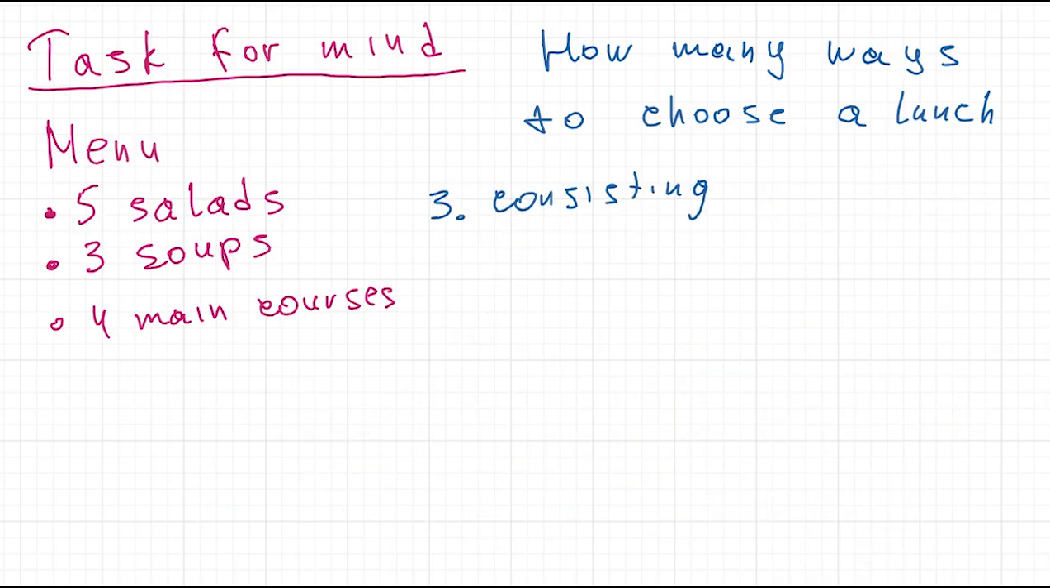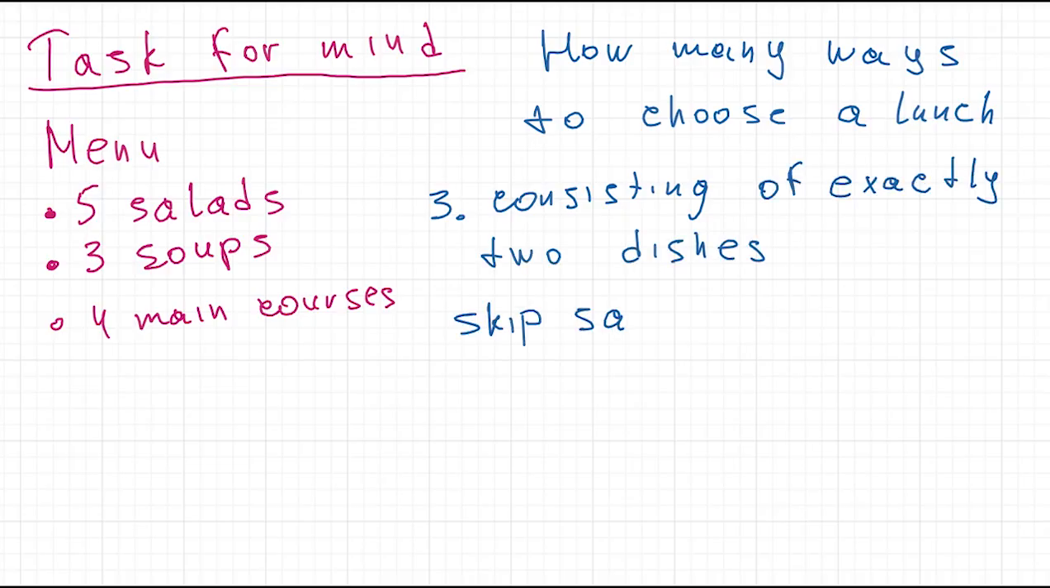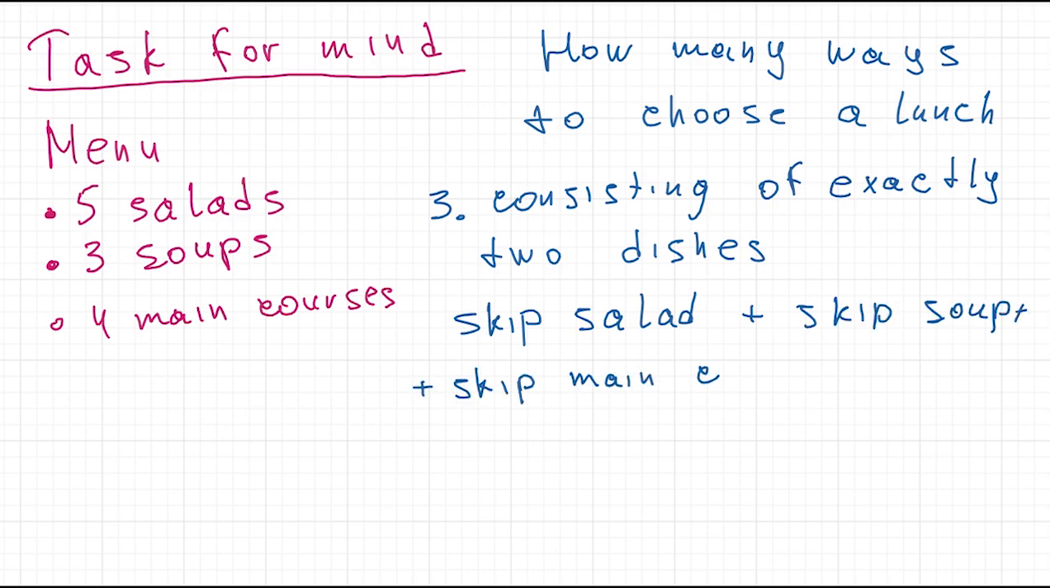How many ways to choose a lunch consisting of exactly 2 dishes? This is the same as the previous count, but without the skip nothing case. Hence the answer is 12 plus 20 plus 15. That's 47 ways.